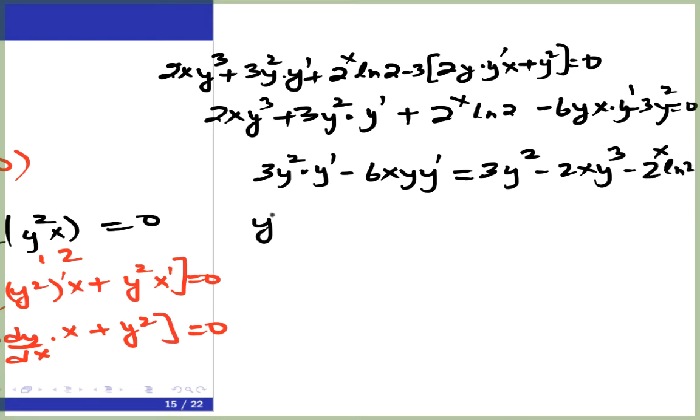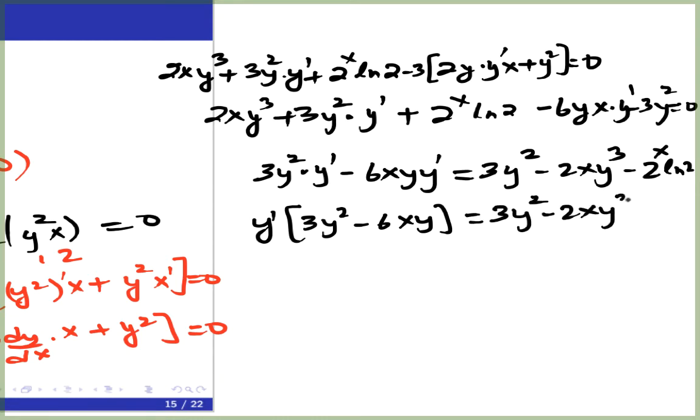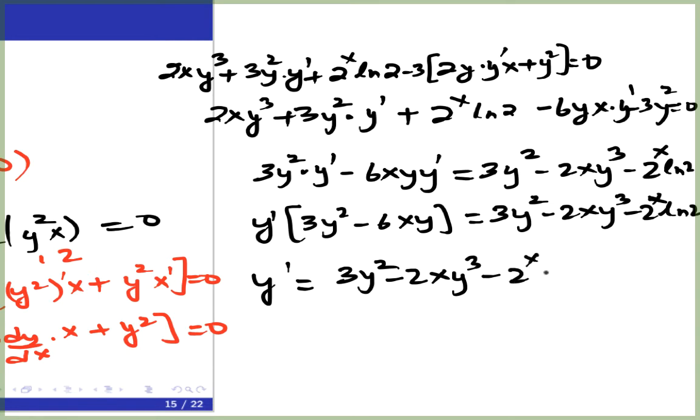Now combine y prime and get the terms all together. 3y squared minus 6xy, times y prime, equals 3y squared minus 2xy cubed minus 2 to the power x natural log of 2. So the final answer, y prime, is 3y squared minus 2xy cubed minus 2 to the power x natural log of 2, divided by 3y squared minus 6xy.